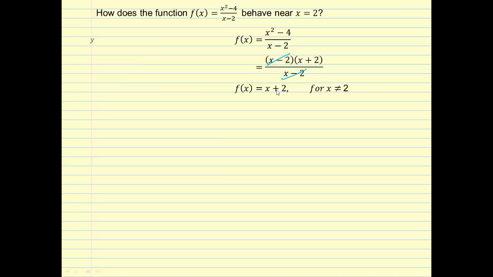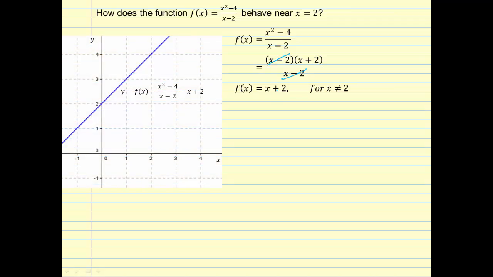Our function simplifies to the graph of the line y equals x plus 2. However, since the value of x equals 2 is not in the original formula for f, because it would make the denominator equal to 0, the function is not defined at x equals 2. That's why we write f of x equals x plus 2 for x not equal to 2. We'll modify the graph of the line x plus 2 to show that the function is not defined at that value x equals 2 by constructing an open circle or hole in the graph at x equals 2.